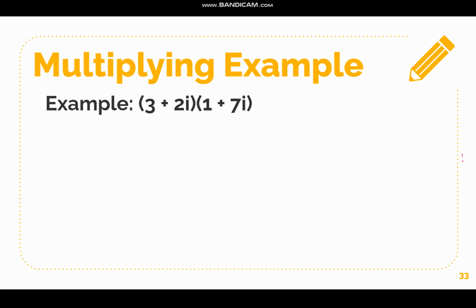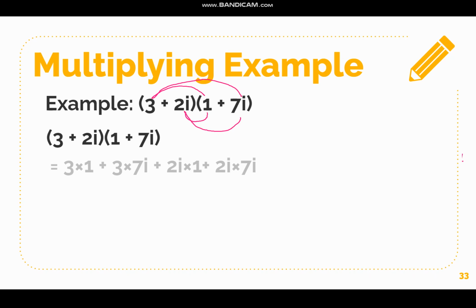So if you now multiply examples like this, 3 plus 2i times 1 plus 7i, we are going to use the same method. So first, 3 times 1, outer, 3 times 7i, inner, 2i times 1, and then last, 2i times 7i. So if you do that one by one, it goes like this.